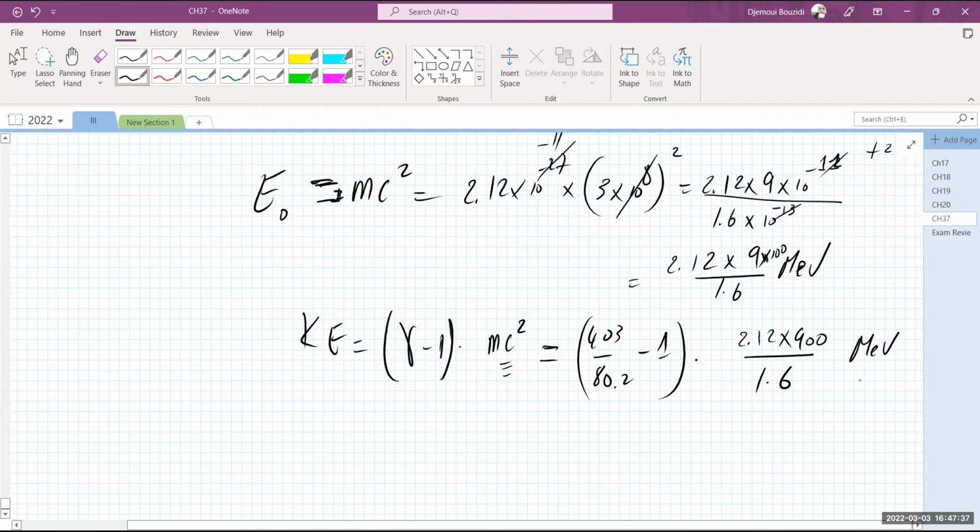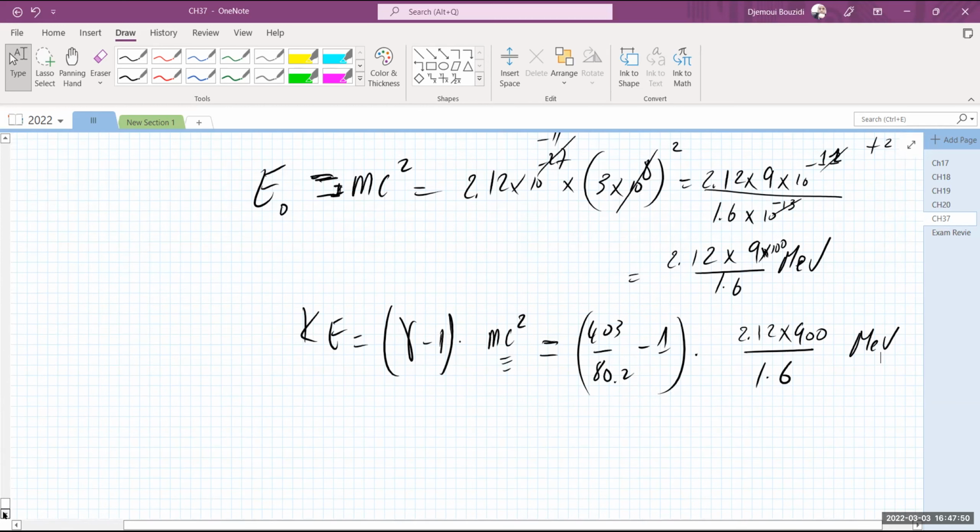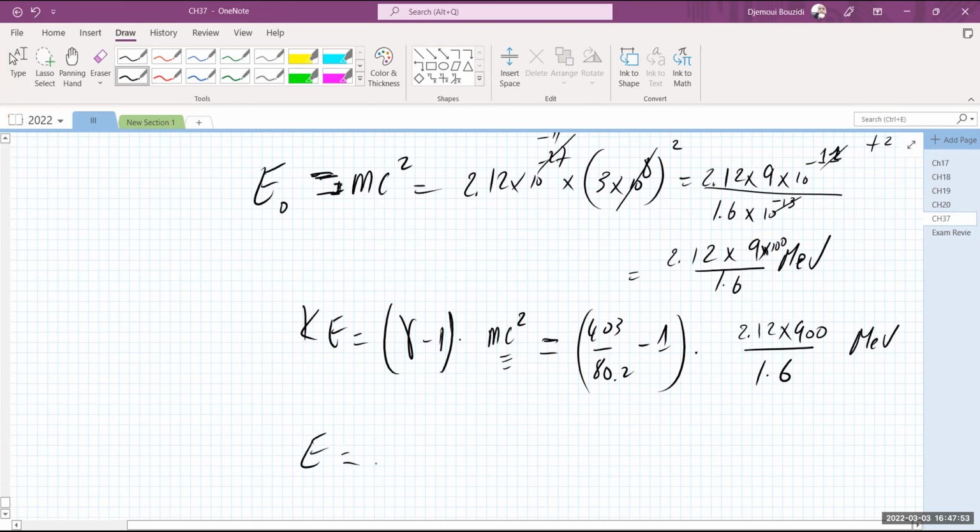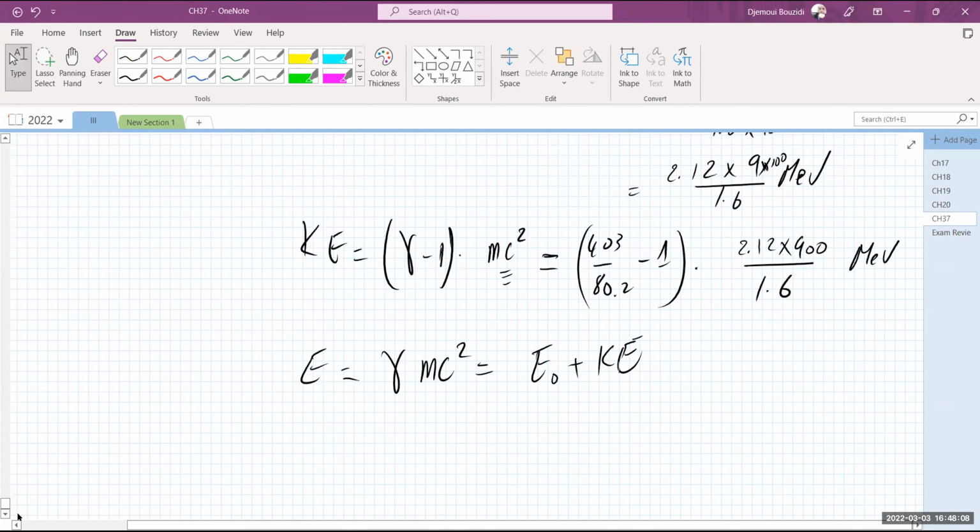Okay. And the total energy. Well, one way of doing it is KE plus E naught. That's going to give you the value. So E is gamma times mc squared, and that is going to be E naught plus this KE. So once you find these two numbers, you just add them up. Okay, so that's part C. Part D, what are its rest energies?